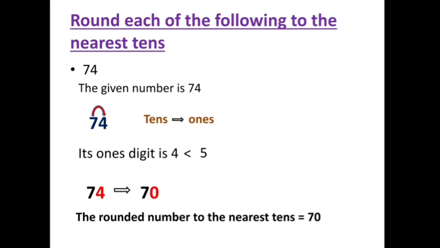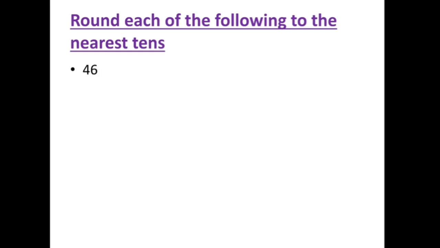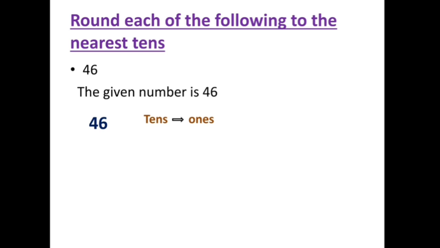Some time before we said that the answers whatever we get should be in tens only. Because it is nearest to tens, the answer I get is 70. Round each of the following to the nearest tens. Again here we are doing nearest to tens. Let us write the number again. The given number is 46. Since we are rounding to the nearest tens, we will check ones place. In 46, 6 is in ones place.